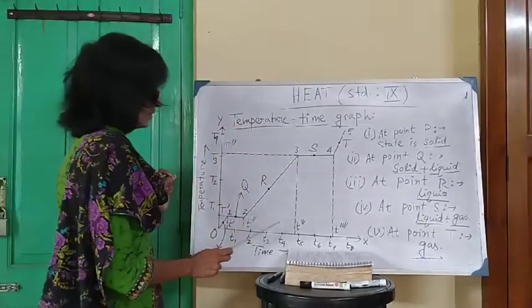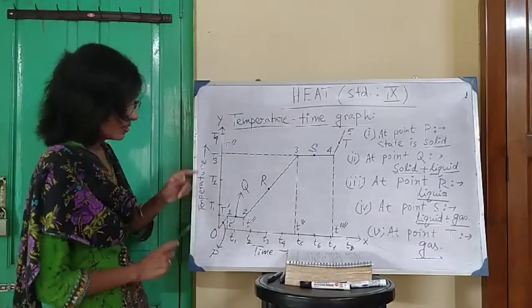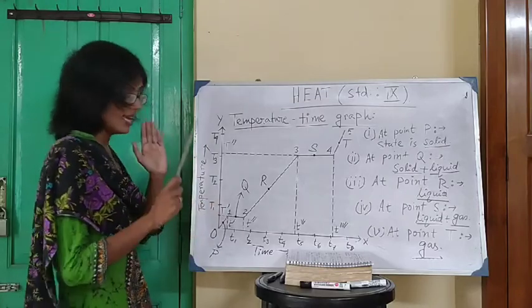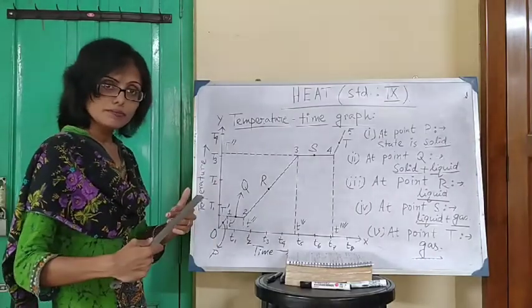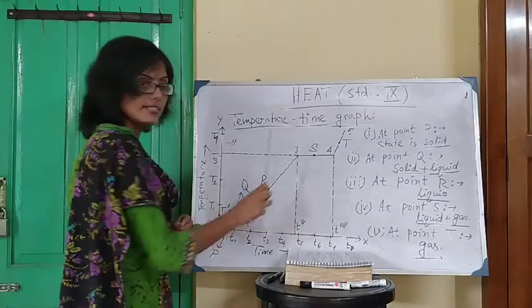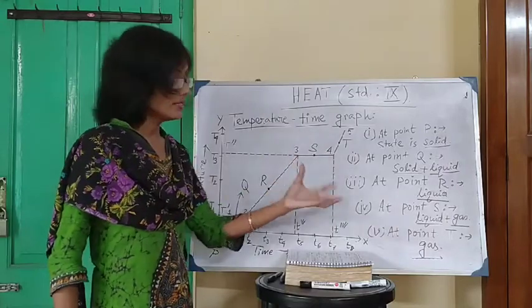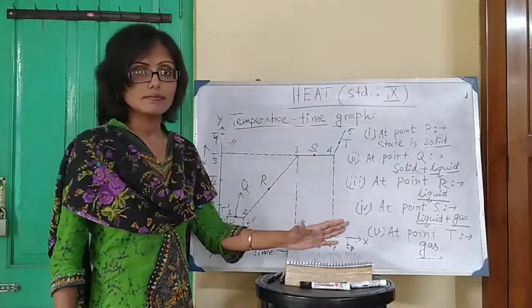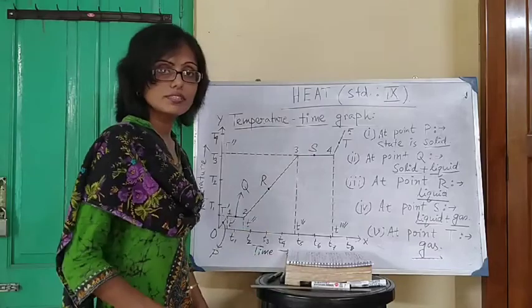Understood? The time T prime is the time at which the solid turns into liquid. T double prime is the time when the entire solid has turned into liquid. T triple prime is when boiling starts. T4 prime is when boiling ends, meaning the entire liquid has changed into its gaseous state. So it is the temperature-time graph, the graphical representation of the change of state.